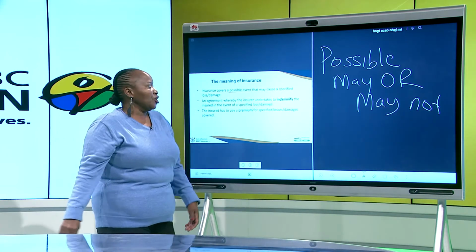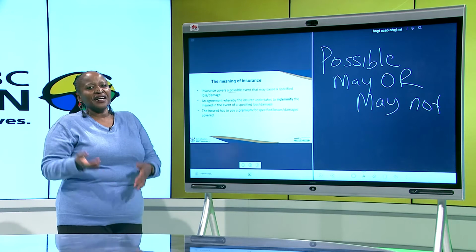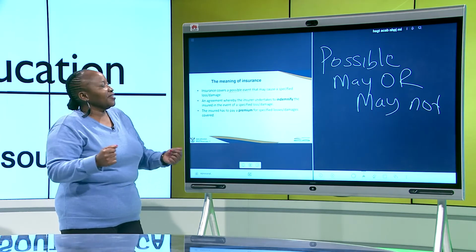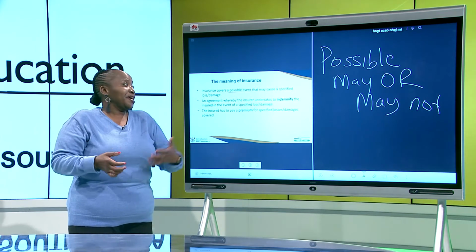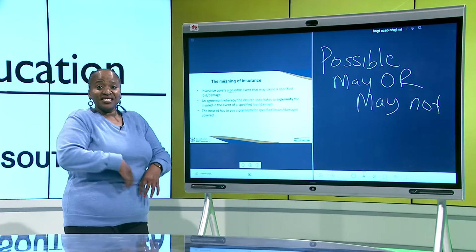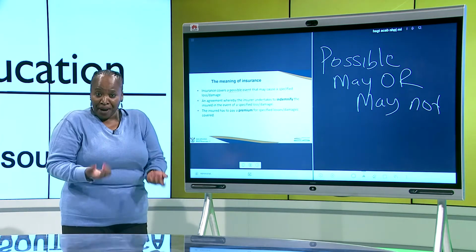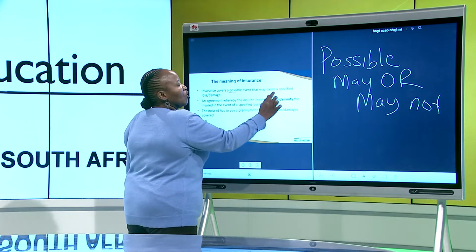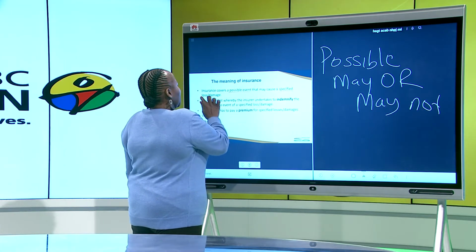For example, a business can cover its assets, its property, against fire. Fire may happen or it may not happen. You cover it against theft or burglary. There may be a burglary or there may not. So it's a possible event that may cause a specified loss.